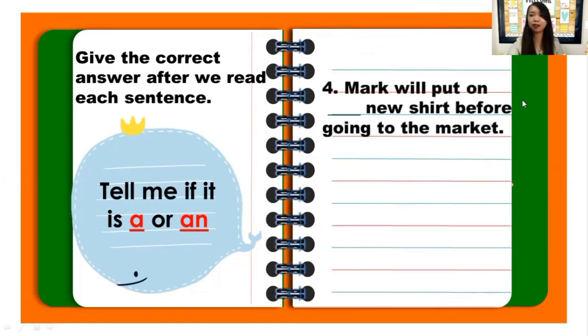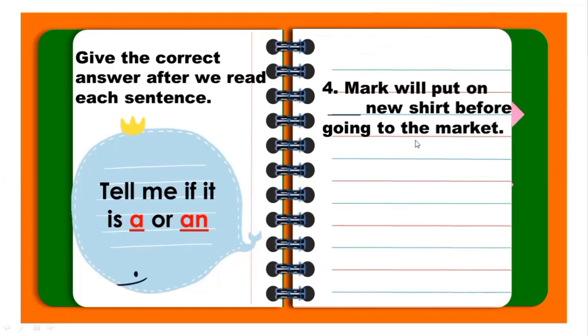Now let's have number four. Mark will put on blank new shirt before going to the market. Now the answer in number four is an. Oh, okay, it should be a. The correct answer here is a. It's not an, so it's a typo error, because new shirt starts with a consonant letter which is N.